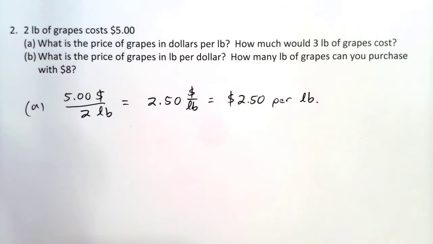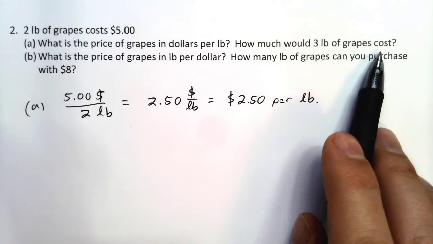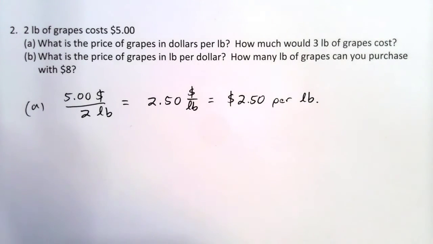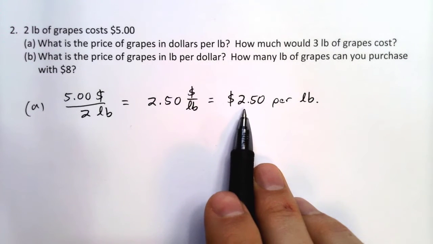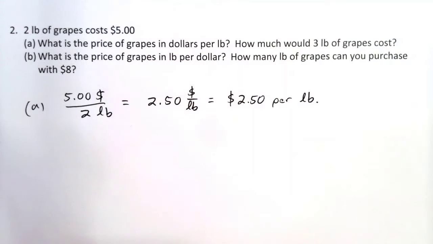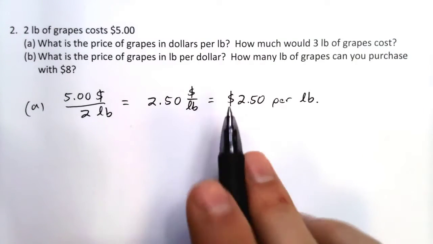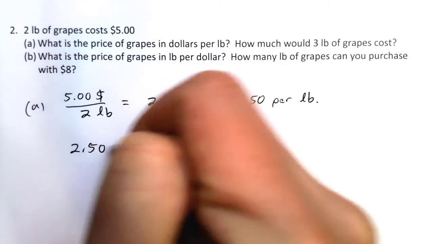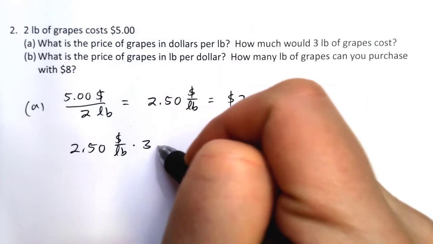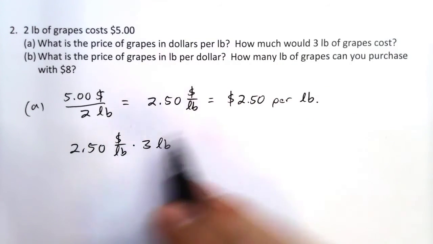Now, there's a second part to this question. It says, how much would 3 pounds of grapes cost? Okay, well, now we can compute this because we know how much they cost per pound. So to get the answer here, we would multiply this times the 3 pounds. So I'm going to take this guy here because I like this notation better. Going to multiply this by 3 pounds.